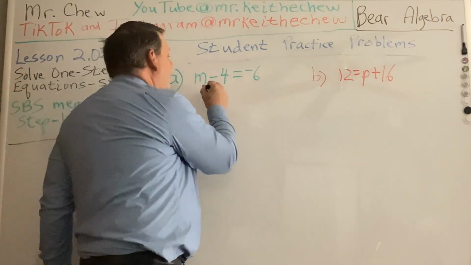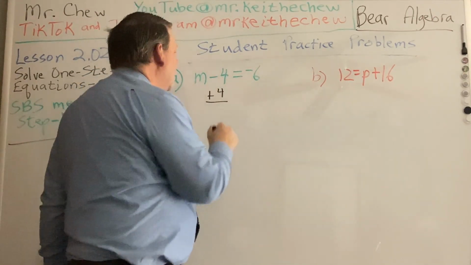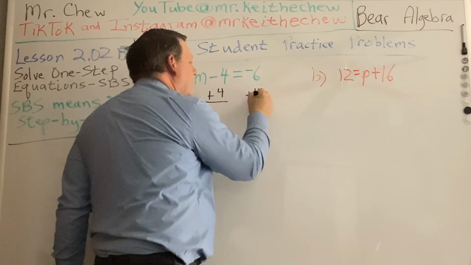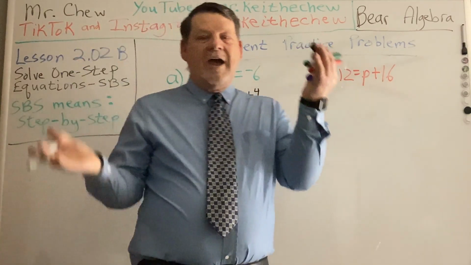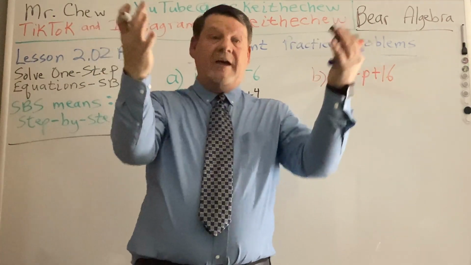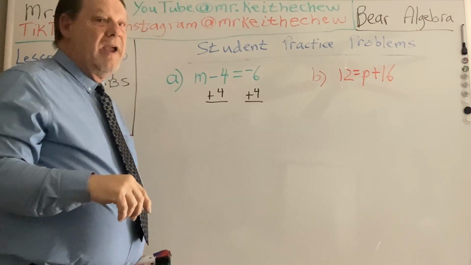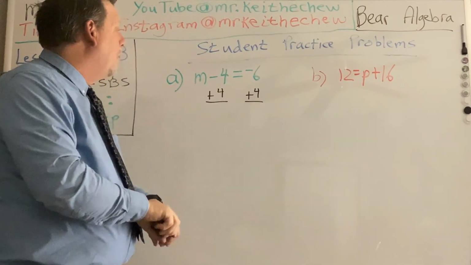So I'm going to add 4 to the left. So I have to add 4 to the right because an equation has to balance out. So if I add 4 on this side, I have to add 4 on this side, which is what I did. That is your first step and the only step in a one-step equation.